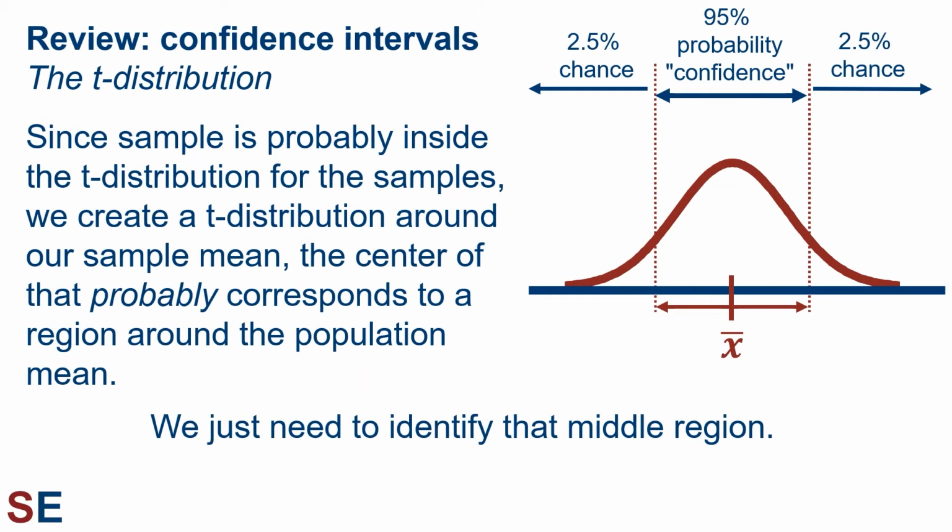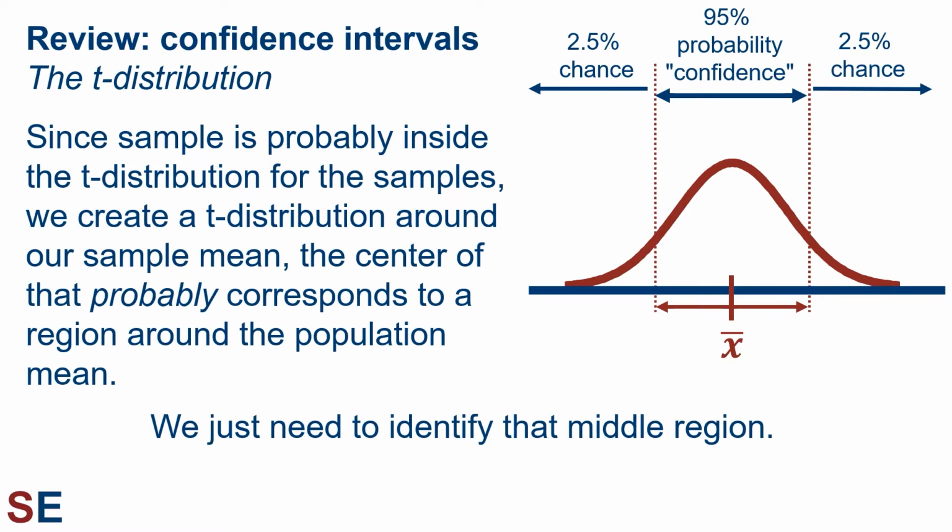Since the sample mean we have is probably inside the t-distribution for the sample means, we create a t-distribution around our sample mean. The center of that t-distribution probably corresponds to a region around the population mean. Conceptually, we're using the idea from the central limit theorem picture shown in the previous slide, but in reverse. We're using the fact that our sample is in that t-distribution around the population mean to make an inference about the location of the mean of the population that would result in that t-distribution.